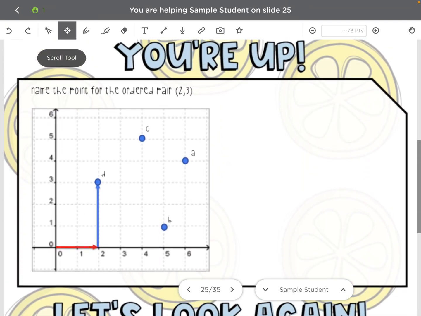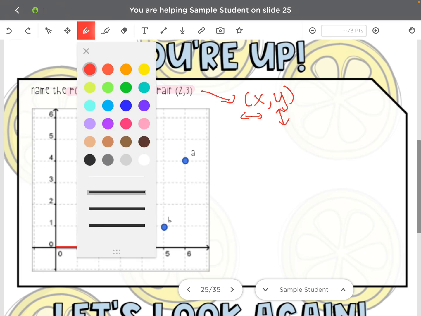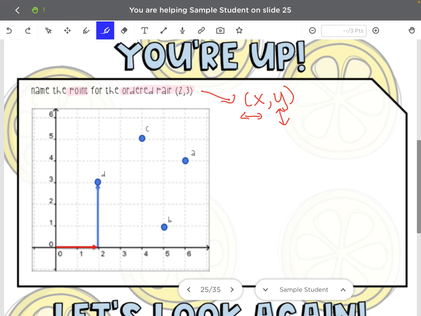Okay, so now if we look at the next one, it tells us that our ordered pair is 2, 3, and it wants us to find the point, the letter. We have A, B, C, and D. We've got to figure out which point is at 2, 3. As always, we know that the 2 is the x and the 3 is the y. The x coordinate comes first, the y comes second. The x tells us what's going horizontally, and the y tells us what's going vertically.